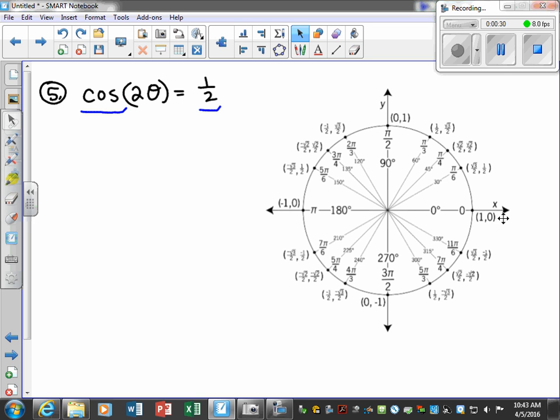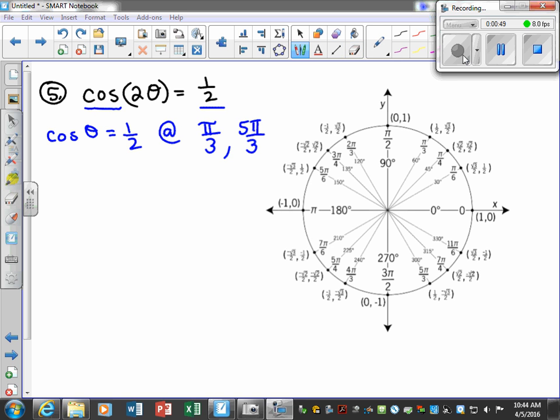And cosine is the x value. Where is it 1/2? That's at pi over 3, right here. I rewrote that a little neater. So pi over 3, and the other one is 5 pi over 3. Okay?